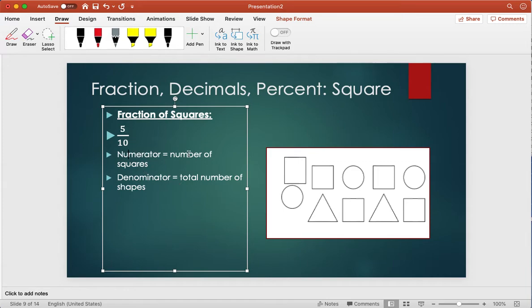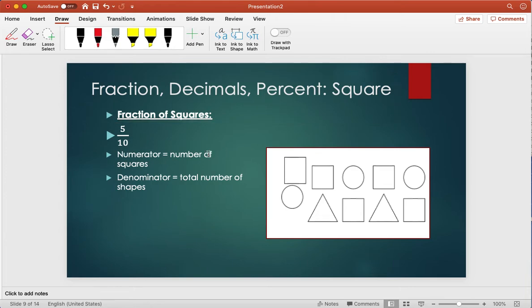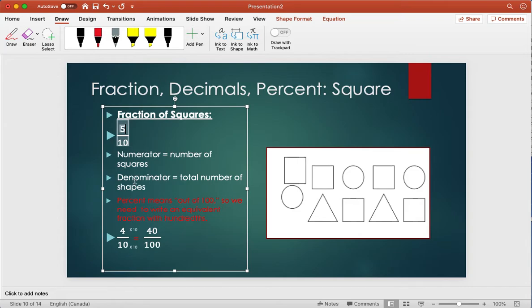The numerator is always going to be the number of squares. Your denominator will be your total shapes. All right, so 5 out of 10. Again, you have to bear with me.